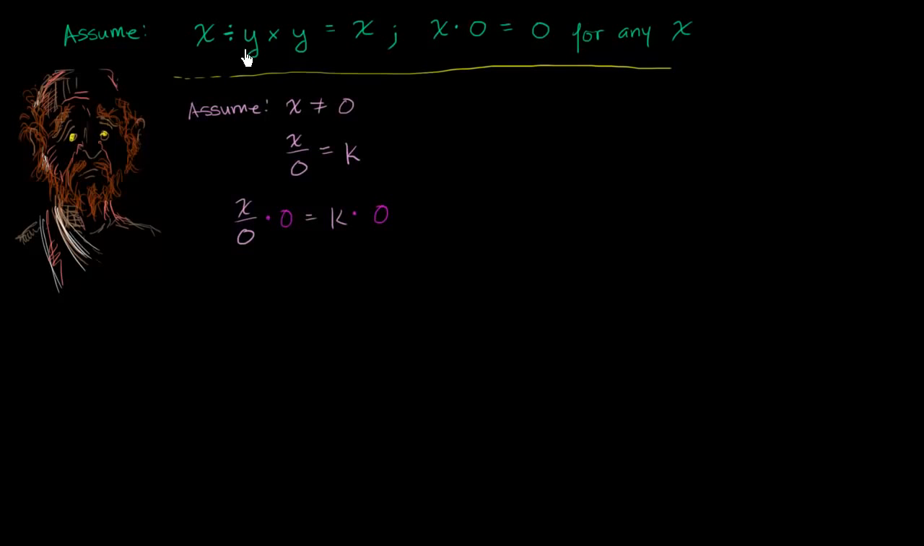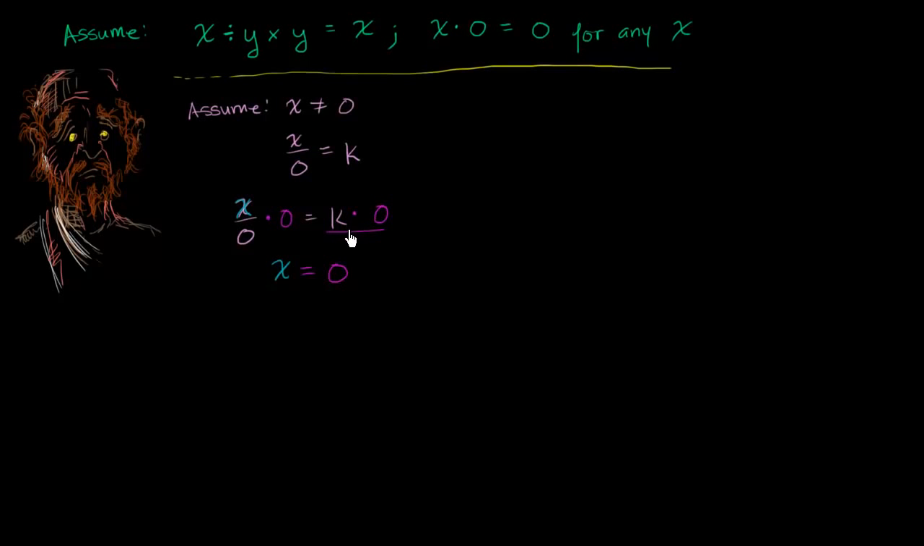Well, by this assumption that I'm never willing to give up, the left-hand side must be equal to x. And by this other assumption that I'm not willing to give up, the right-hand side must be equal to 0. But I just hit a contradiction. I assumed that x does not equal 0, and now I'm being forced to say that x equals 0. And I'm not willing to give up either of these ideas. I'm not willing to give up the idea that if I'm defining what it means to divide by 0, or by anything, then if I multiply by that something, I should get my original number.